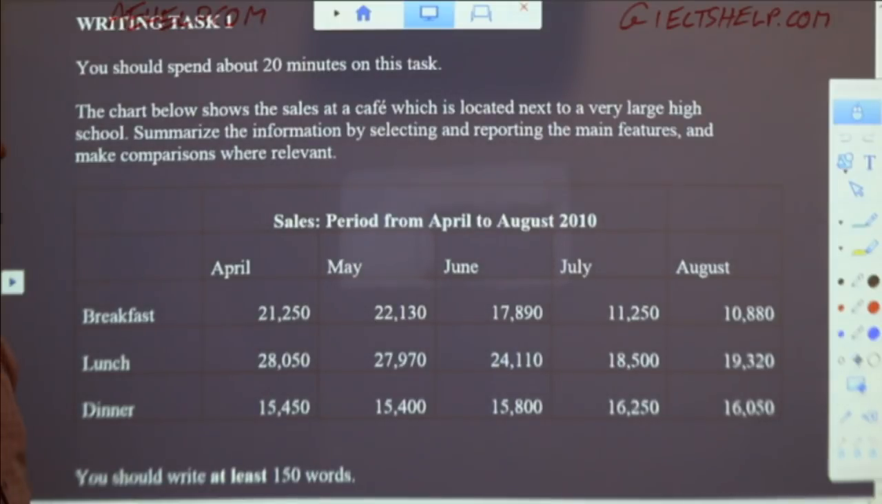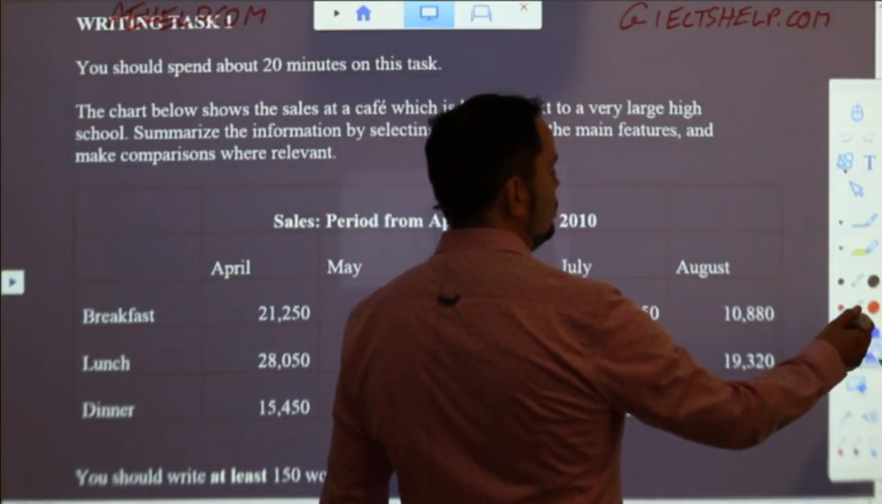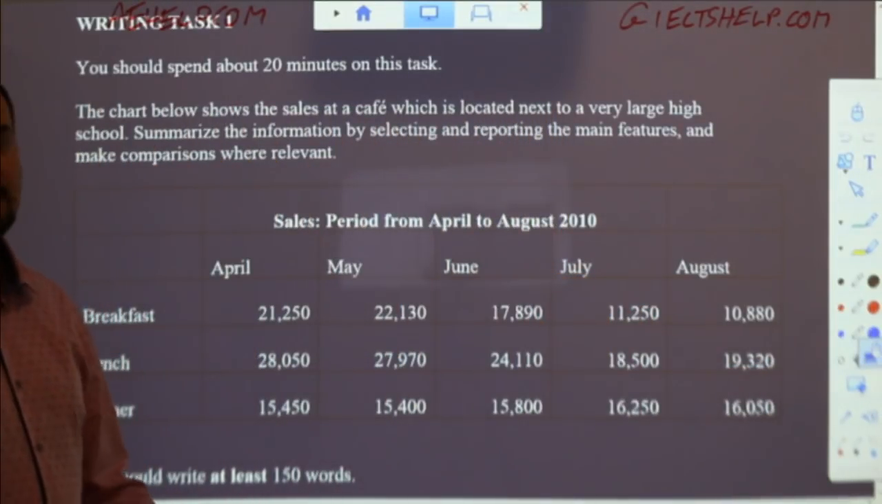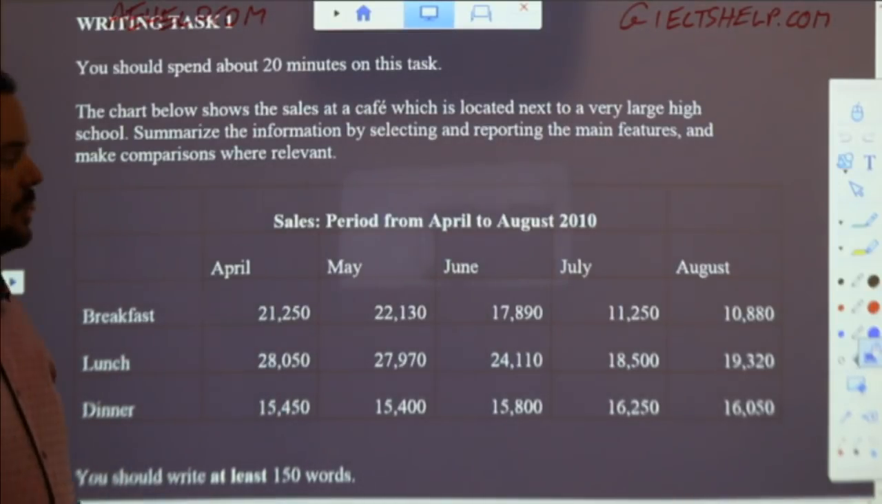What you need to do is identify your main points of comparison, okay? So you need to figure out a structure to your writing, to your analysis, and you want to take a minute from your 20 minutes and look at the main points of comparison. So a good way to start, of course, is to look at the highest sales in all of this data. And the highest sales, anybody, can you tell me where the highest sales are? Where are the highest sales in our question here?